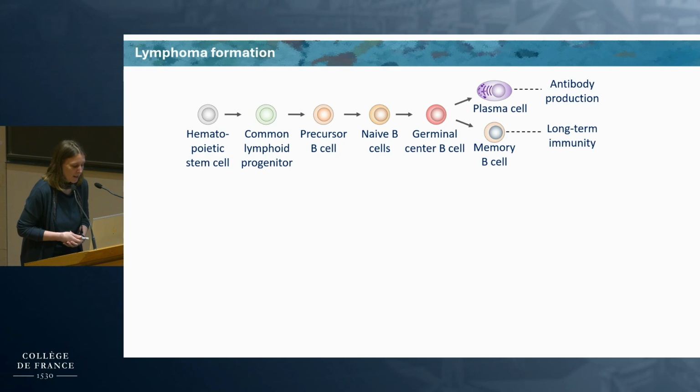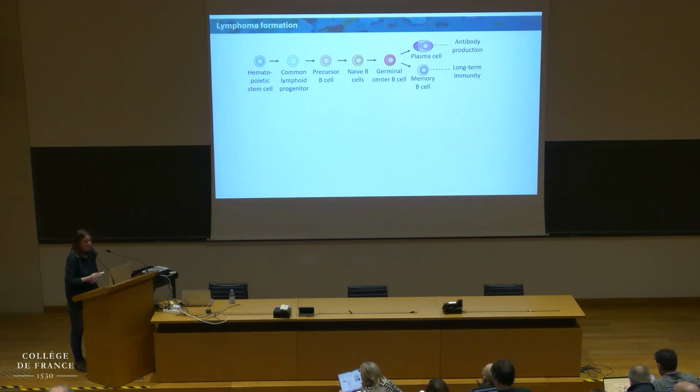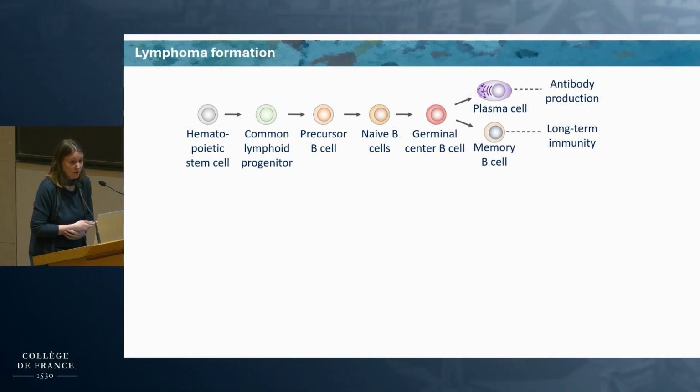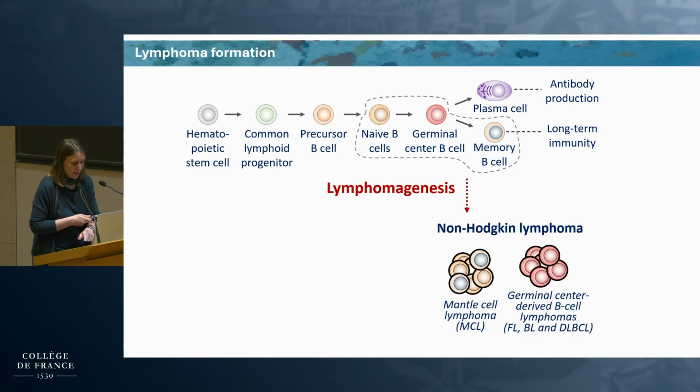our immune system. So lymphomas arise from hematopoietic stem cells that are blood cells present in our bone marrow, and they go through different stages to become either plasma cells that produce our antibodies or memory B cells that are responsible for our long-term immunity. And the process of lymphomagenesis, the formation of lymphomas, can arise from different stages in this trajectory.